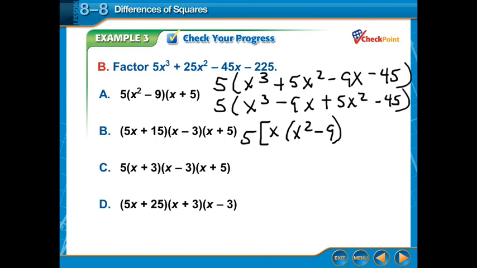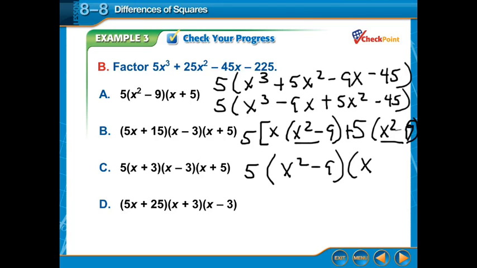And I want an x squared minus 9 out of the second one. X squared minus 9. So what do I have to do to x squared to get 5x squared? Well, I'm going to have to multiply it by 5. So now I can take out the x squared minus 9, keep the 5. I have x squared minus 9 times x plus 5.